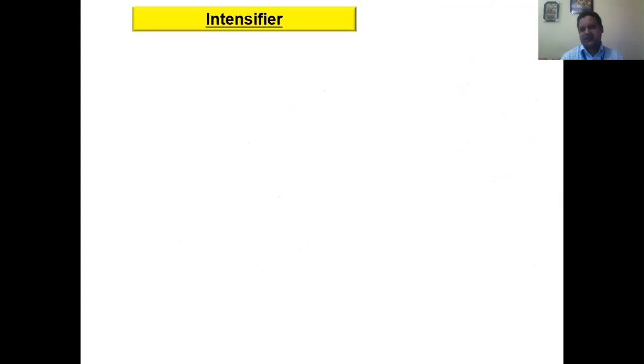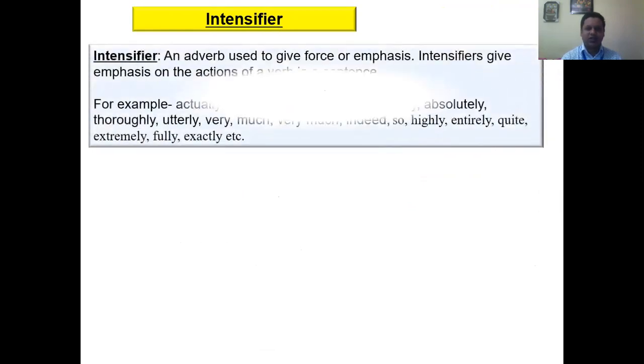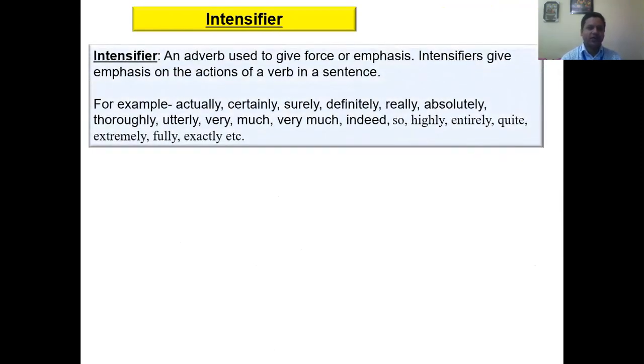Let's start with intensifier. What is an intensifier? An intensifier is an adverb used to give force or emphasis. Intensifiers give emphasis on the actions of a verb in a sentence. So from the definition, we get that intensifiers are adverbs. These types of adverbs give emphasis, give force on the actions of a verb in a sentence.